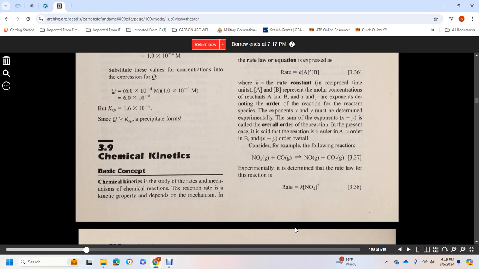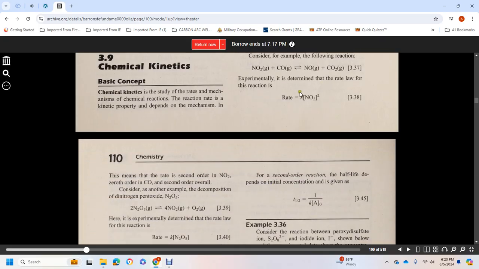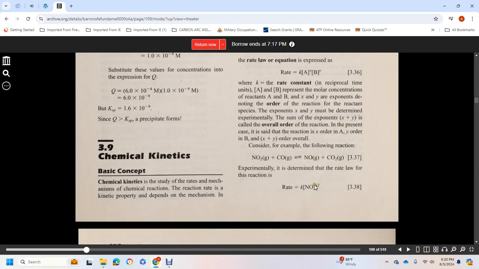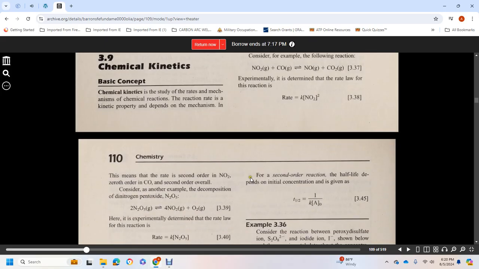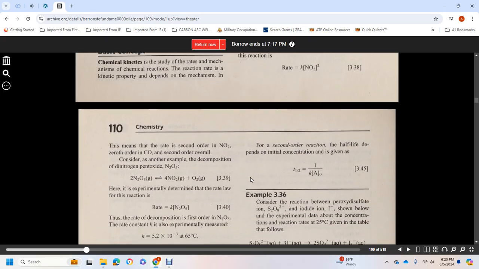Consider the following example. Nitrogen dioxide plus carbon monoxide yields nitric oxide plus carbon dioxide. The rate law of the reaction is determined experimentally: rate equals the rate constant k times [NO2] squared. This means the rate is second order in NO2, zero order in CO, and second order overall.